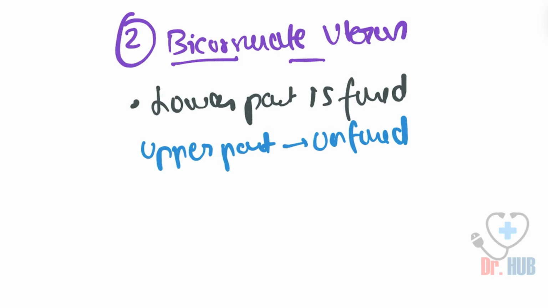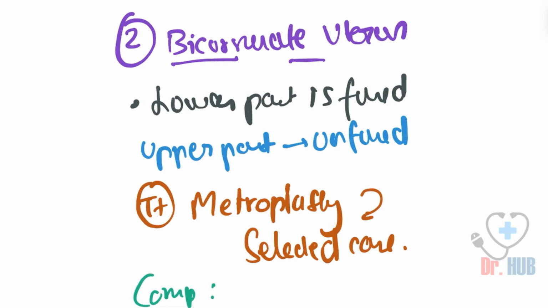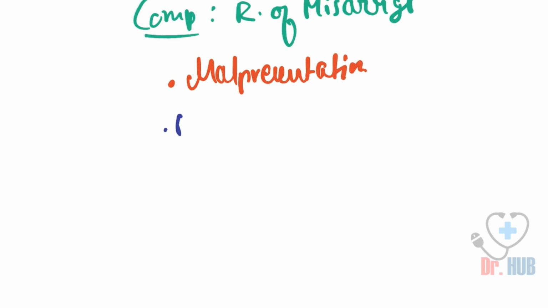Then we look at the treatment. The treatment is metroplasty in selected cases. So what are the complications? It is similar. There is a risk of miscarriage. Then there is also malpresentation, and there is also preterm delivery.